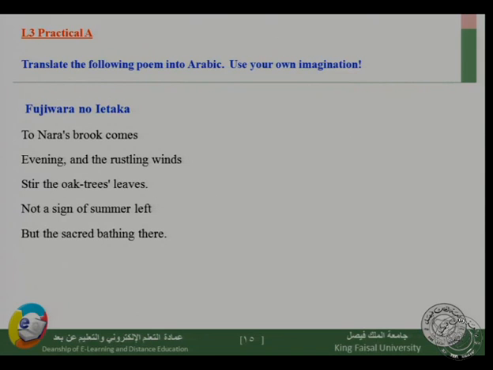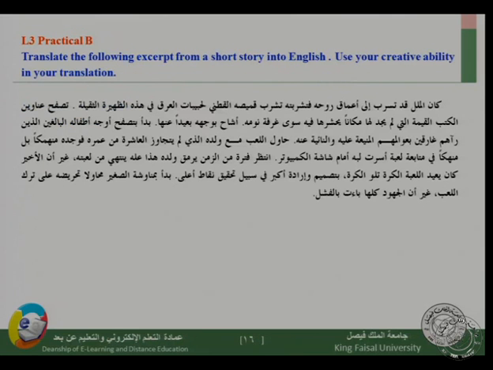So I hope that you have got the message now and grasped the meaning of some methods and approaches to translation. Before we finish the lecture, I would like you to translate, in practical lecture number 3, this poem from English into Arabic, and then we have another one.